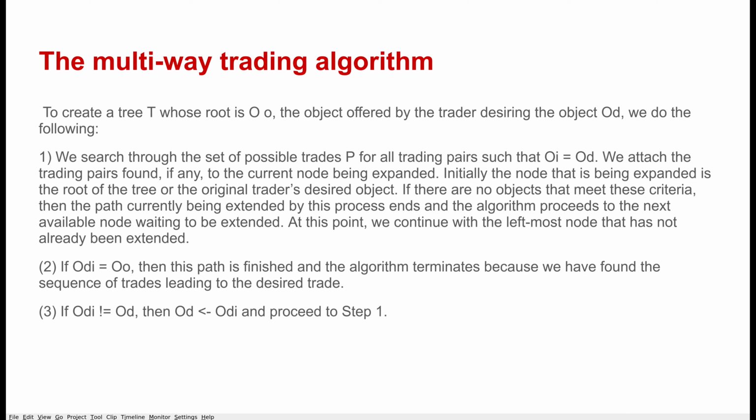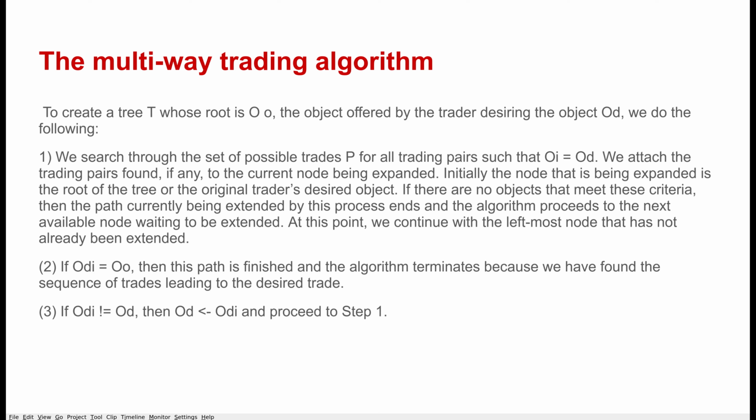So essentially, you create a tree where the root is the object offered by the trader who desires object OD, and then you check every trading pair where the object it is offering is the object the node we're currently working on desires. So originally this is the root, and if what it desires is what the root offers, then we're done and we found our sequence, so we're good to go.